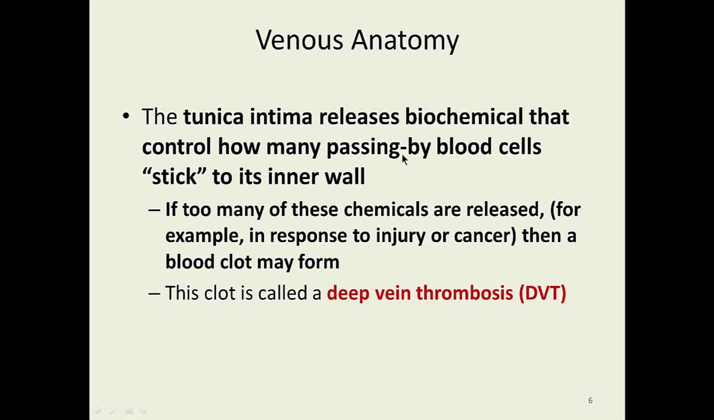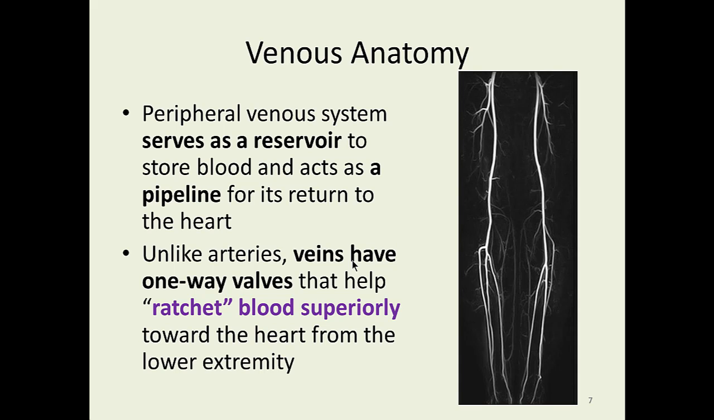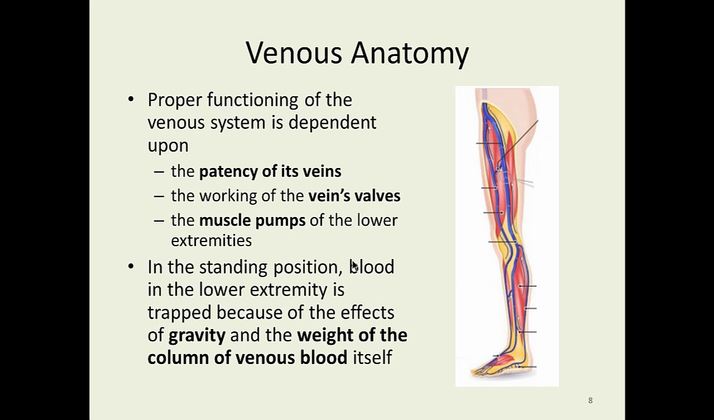This is kind of interesting to us here. The tunica intima, the innermost layer, actually releases biochemicals that control how sticky, you can actually say, the inner walls of the veins are. And if too many chemicals are released following an injury or in response to cancer, a blood clot can form. Too many passing red blood cells can get stuck to those walls. A blood clot in the deep system is called a DVT. We'll talk more about that. Okay, we'll get into that more as well.